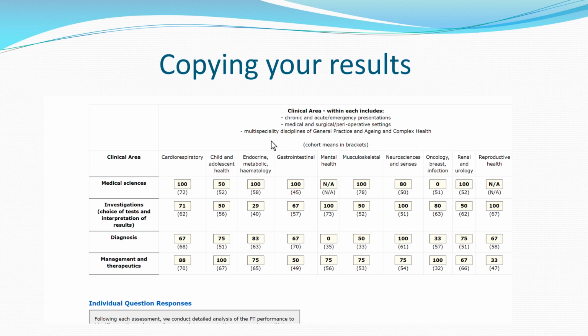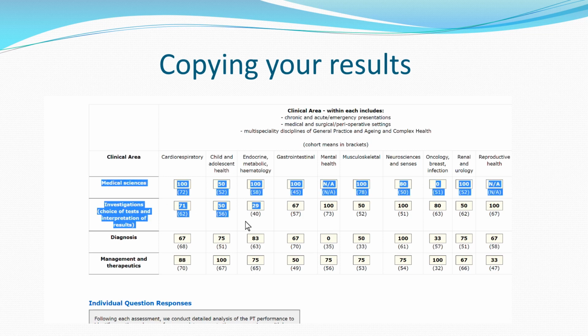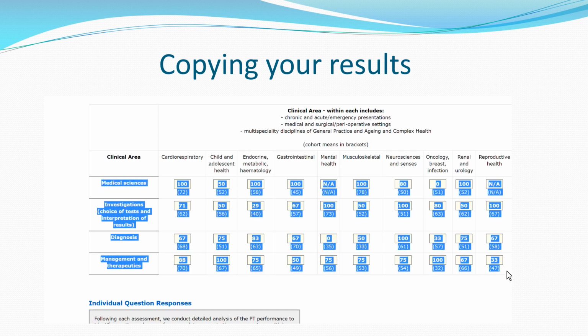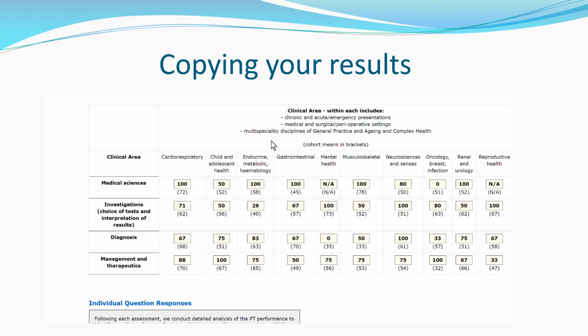Now, copying your results is as simple as going on to your OneMed and highlighting the different areas, starting with medical sciences and highlighting right down to the last number, which is the cohort average for reproductive health, and copying that. Now, it's important that you do all of it because it unfortunately doesn't allow you to just copy individual rows or individual columns. You have to copy the whole thing, all 4 of the rows.